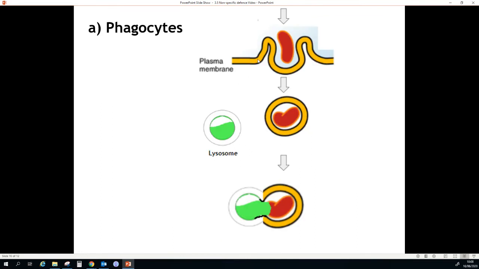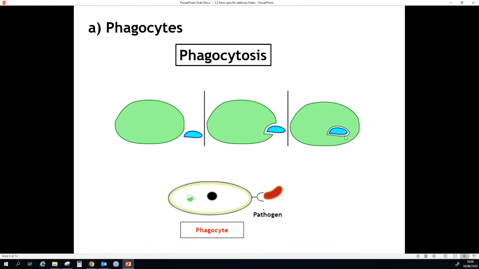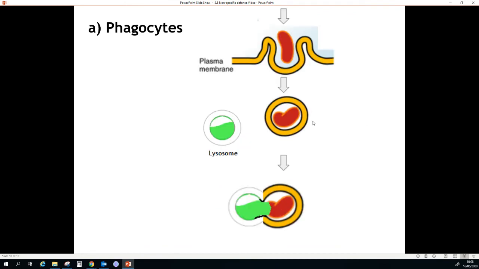What it does next is it pushes against the pathogen and it folds its outer layer, its plasma membrane, around the pathogen. Once it gets all the way around, it will bud off and bring that pathogen into the cell in what's called a vesicle. So we're now inside the cytoplasm of the phagocyte.